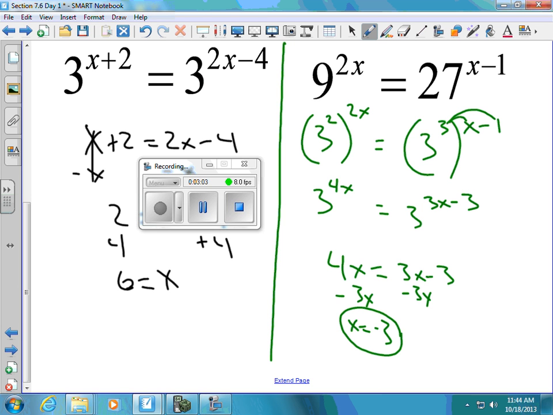Once again, plug it back in. x equals negative 3. Yes, that's right. 2 times negative 3 is negative 6. 9 to the negative 6 should be the same as 27 to the negative 4. Plug in your calculator so you can get the same thing. But that is using the property of equality for exponents.